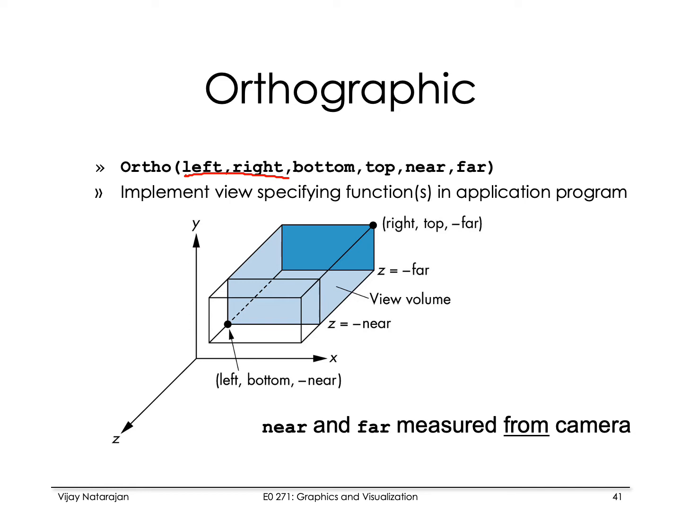Note that in this case, near and far are measured as distances from the camera. This is convention. Of course, you can use a different convention. This was the convention used in the early versions of OpenGL. So we follow them. It's useful to think about how near the near plane is and how far the far plane is with respect to the camera.